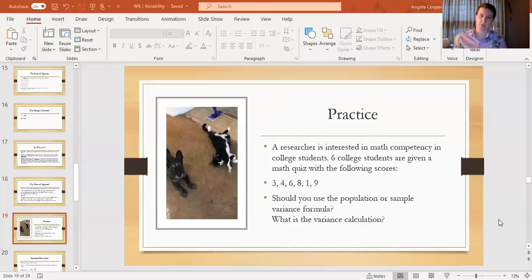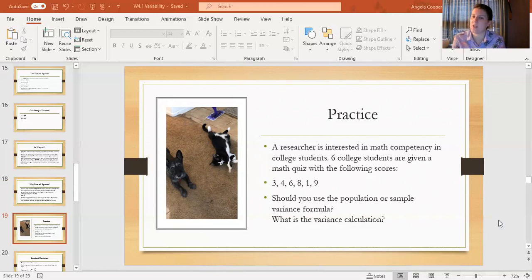But let's do a little practice. We have another example here. A researcher is interested in math competency in college students. 6 college students are given the math quiz, and the scores are 3, 4, 6, 8, 1, and 9. Just reading this question, do we need to calculate population or sample variance? I'll give you a minute. Well, you can pause it because I'm going to go into it right now.